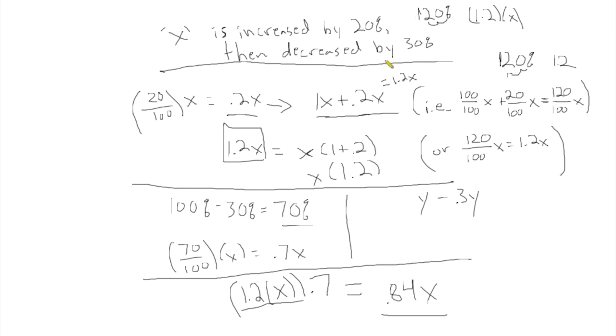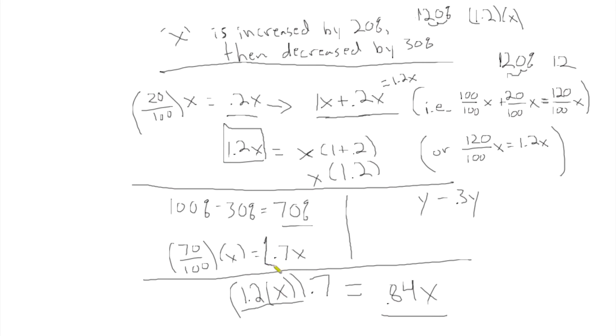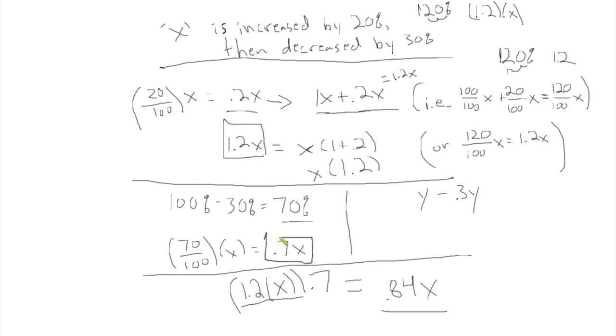So decreasing a number by 30% is the same as taking 70% of the number. And again, we do that by multiplying the number by 0.7. Move the decimal 2 places to the left. So that's how you do an increase really quickly, and this is how you do a percent decrease really quickly.